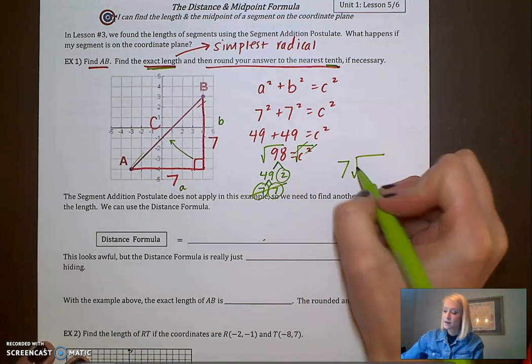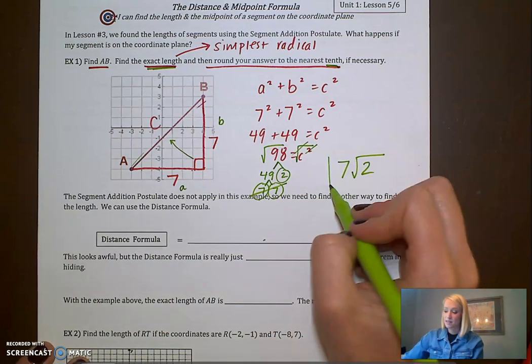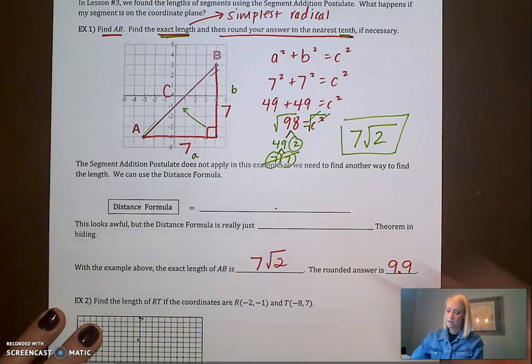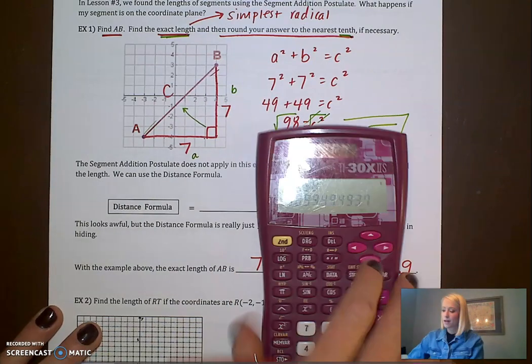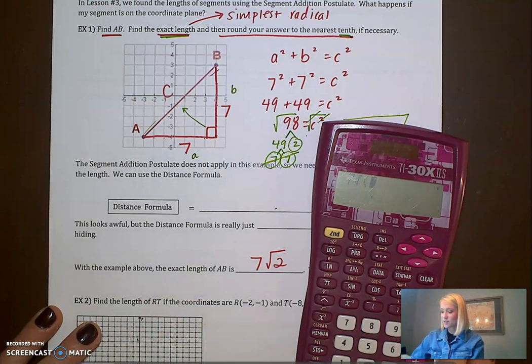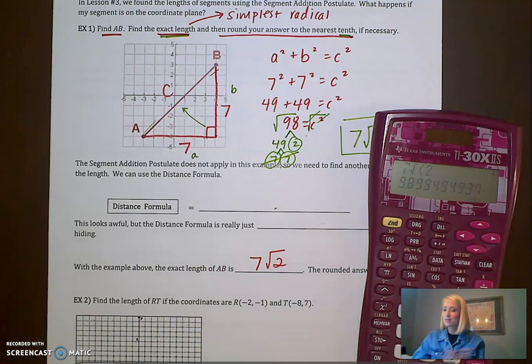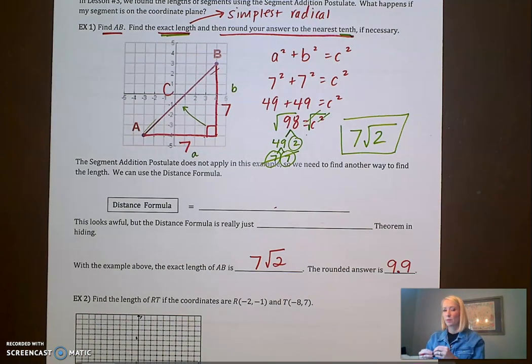This 2 doesn't have a pair, so it stays under. So the exact length is 7 radical 2. That doesn't mean a whole lot, I know. We would never think in terms of those kind of numbers in real life, but 7 radical 2 is just that same decimal, just a better, more simplified way of writing it.